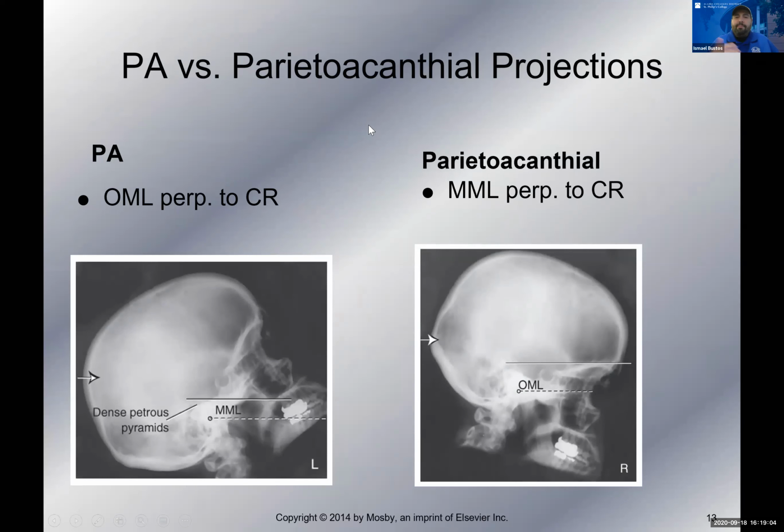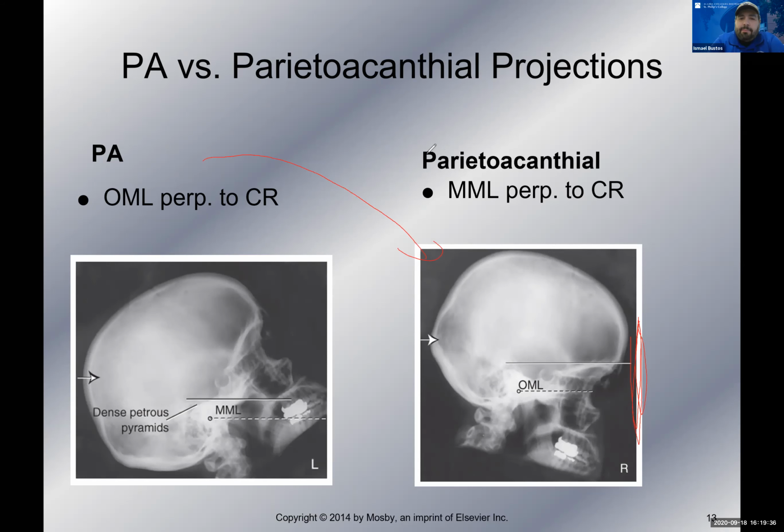Here's another look at PA versus parieto-canthal and how the positioning lines change. This should actually be flip-flopped: the PA is the one on the right side, so the PA projection should be this one over here. The OML, one of our positioning lines, goes from the orbit to the EAM; this is the orbitomeatal line. It is perpendicular to the image receptor. That's how you position a PA projection.